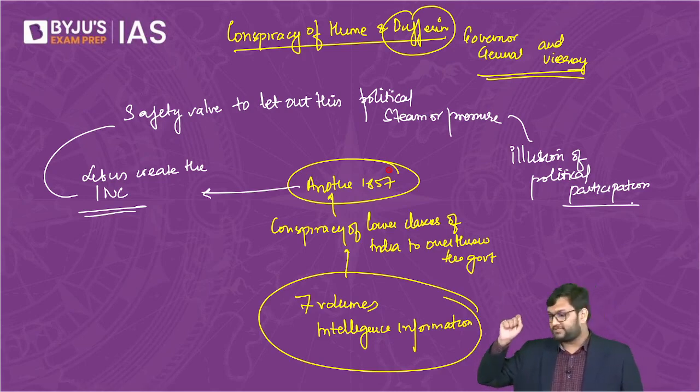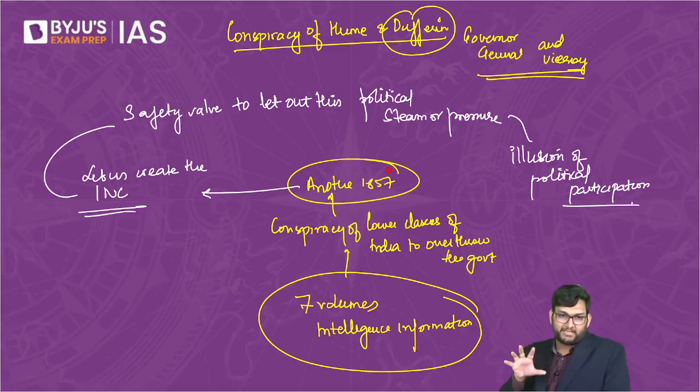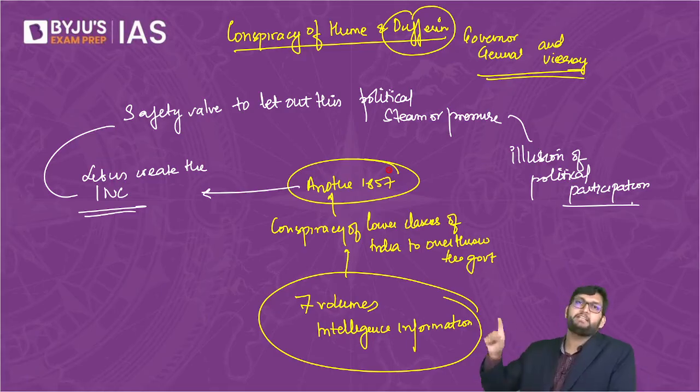So this safety valve concept was actually created by Dufferin and by Wedderburn to, in a way, sanitize the image of Hume. Because Hume is the same person who created the body which technically ended British rule in India. But how does he show that A.O. Hume did it out of goodwill or out of a conspiracy?